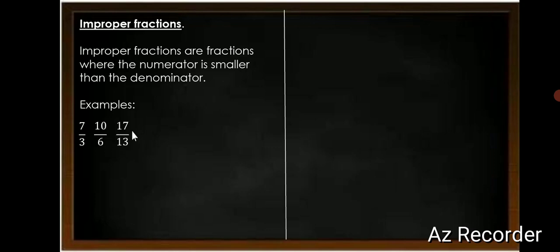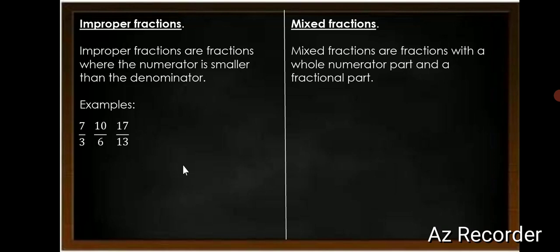We have the next example, which is 17 over 13. Another way to remember improper fraction is that it is improper for a child who is smaller to carry a father who is bigger. And now a look at the next type of fraction, which is mixed fraction.